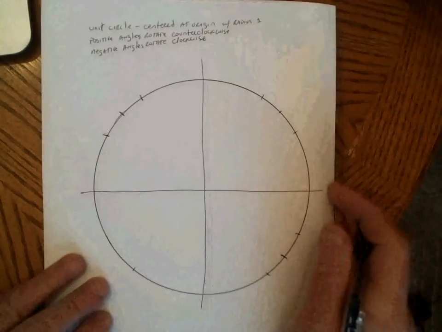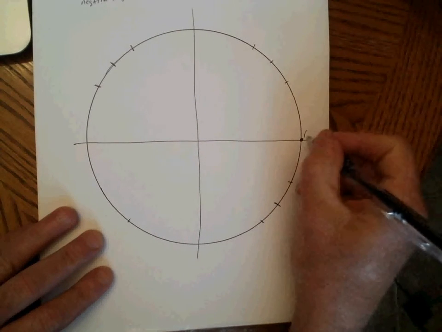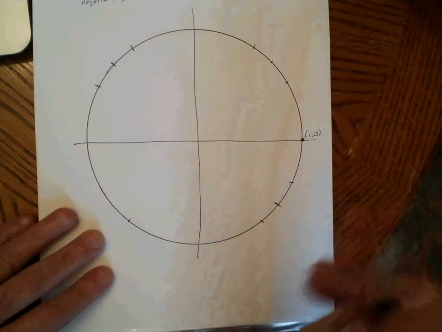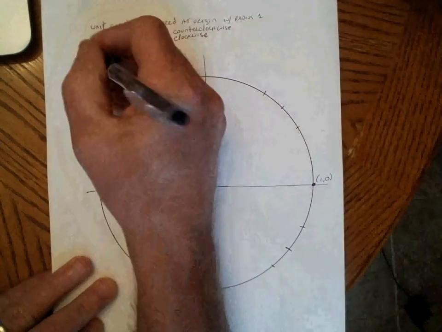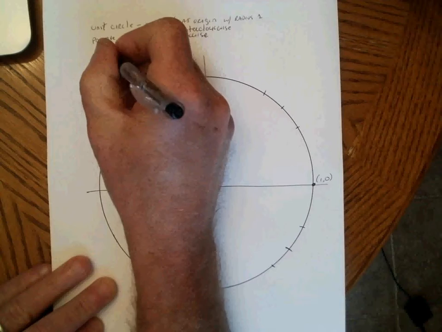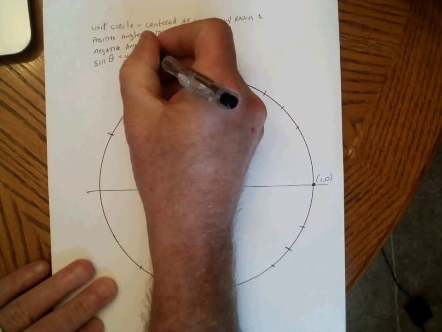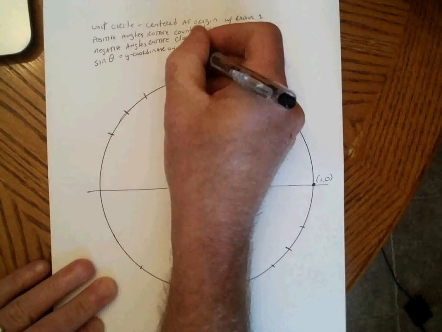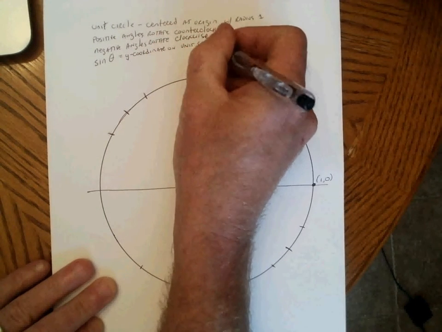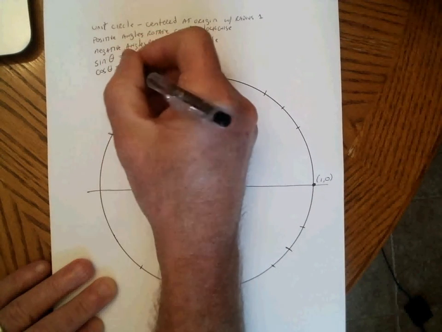Since this is a circle centered at the origin with radius 1, this is the point (1, 0), which reminds us that the sine of an angle is its y coordinate on the unit circle. And the cosine of an angle is its x coordinate on the unit circle.